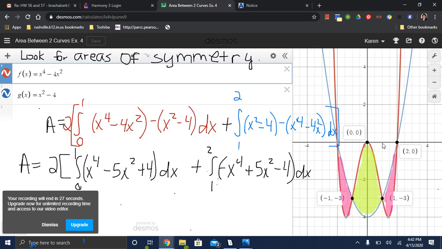Now, it looks like I'm going to be running out of time. You might be able to go ahead and finish this integral. I'm going to tell you what your final answer is. It should be A equals 8. I will make one more video and go through the rest of the problem.